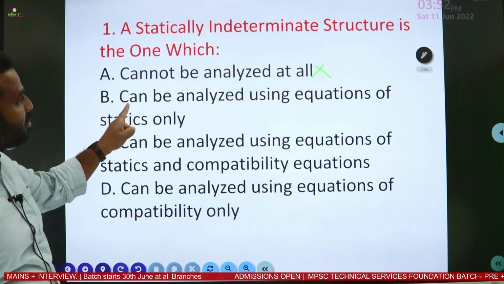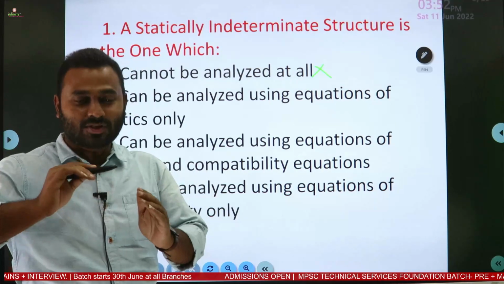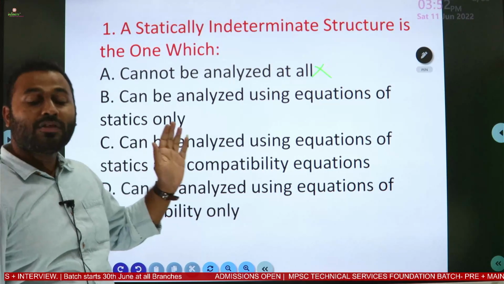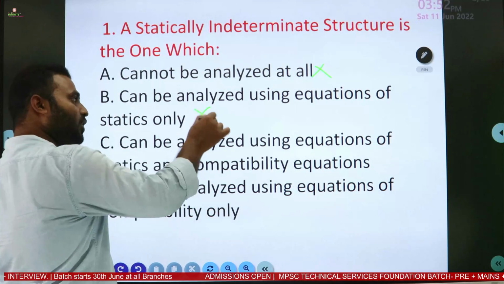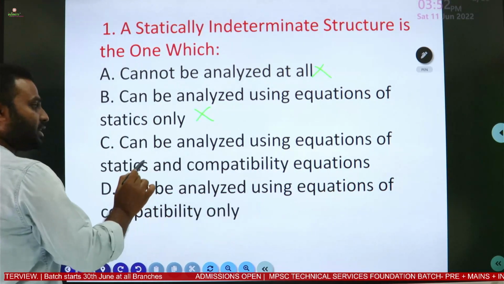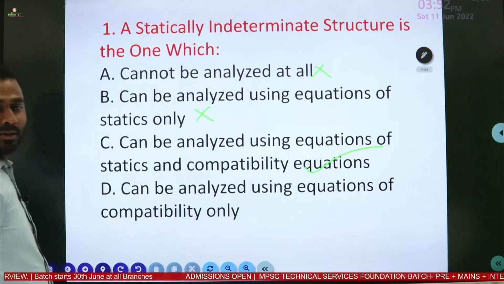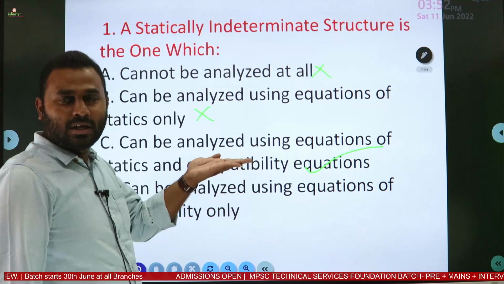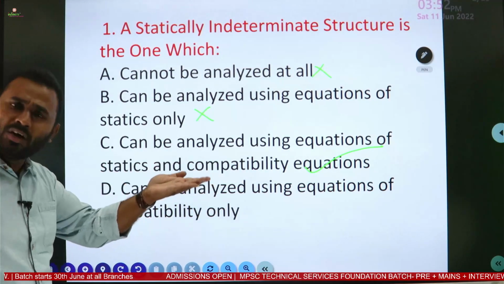Now, second option: can be analyzed using equations of statics only? No. If a structure can be analyzed by equations of statics alone, then such a structure is called statically determinate. So this option is also not correct. Next: can be analyzed using the equations of statics and compatibility equation? Yes, of course, this is the correct option. It is the second point in the TOS notes I have given. A direct question from our class notes.